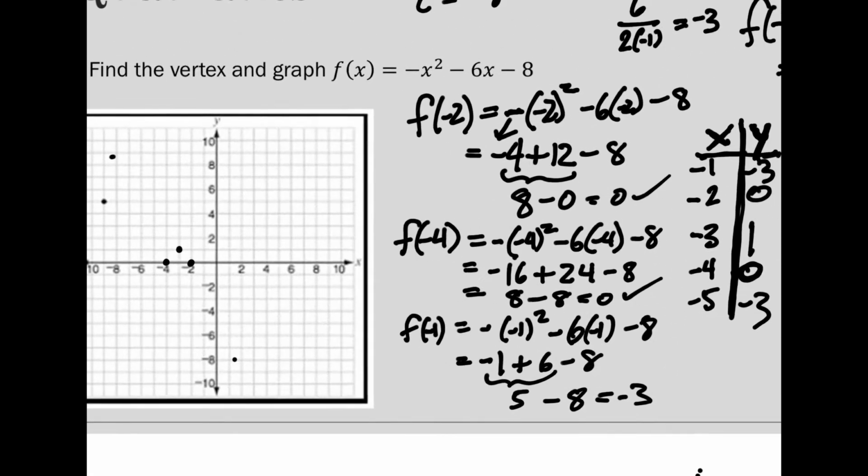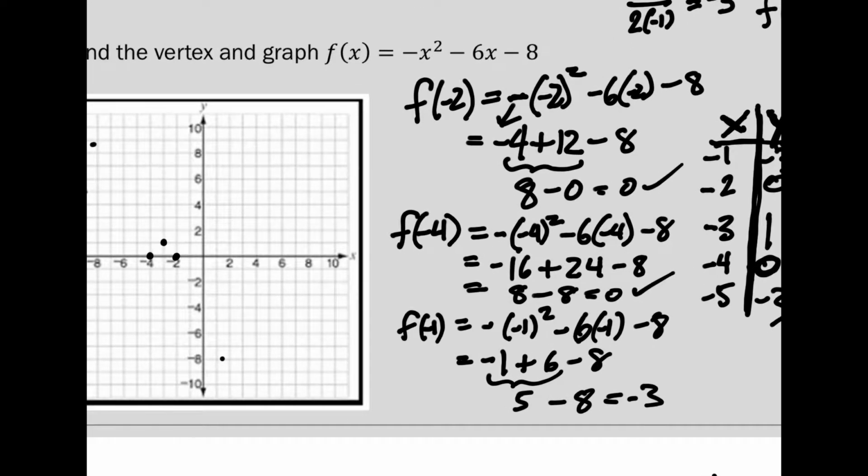But -1, -3 then would be right down here. And -5, -3 would be in a similar spot right over here.